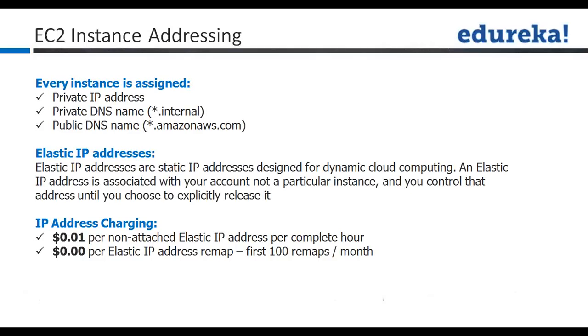Amit Singh has a good question: what is the difference between private IP and private DNS? It's the same thing. It's just the same difference as IP and DNS. DNS would always be resolved to some IP address. Sometimes some servers work only on DNS, some servers work only on IP, so they provide both things. Otherwise, they are the same.